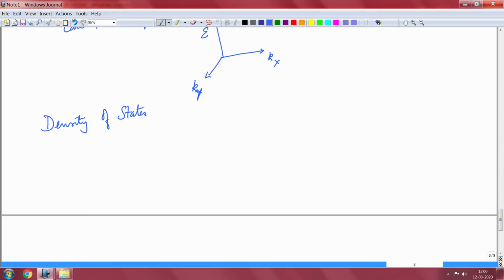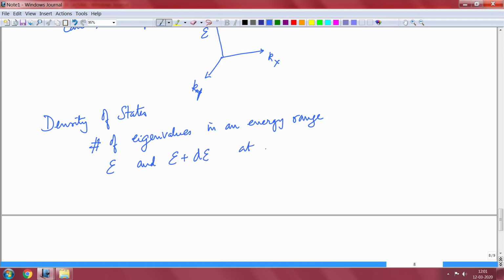So this density of states is per unit energy at a given energy. That is, the number of eigenvalues in an energy range E and E plus dE at specified energies.